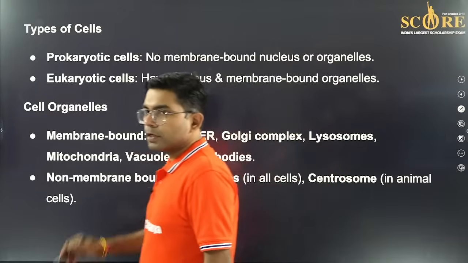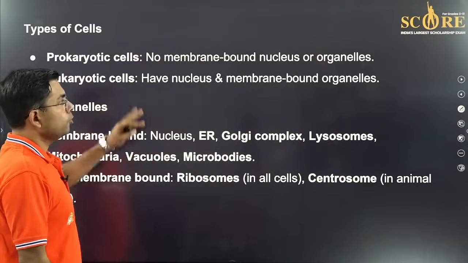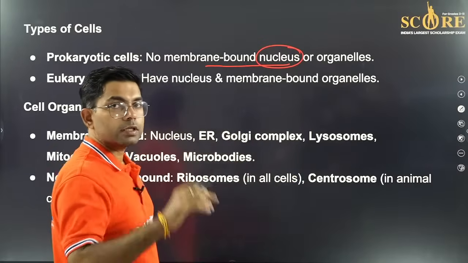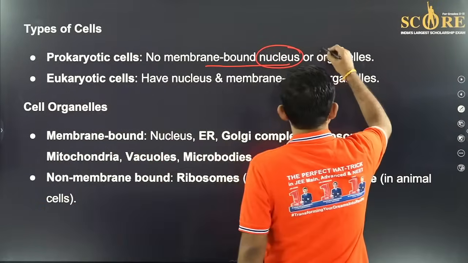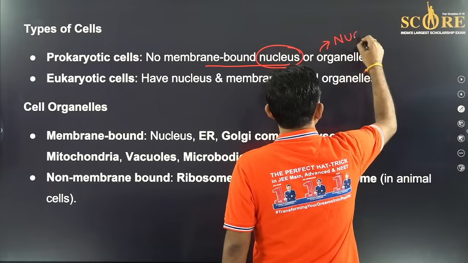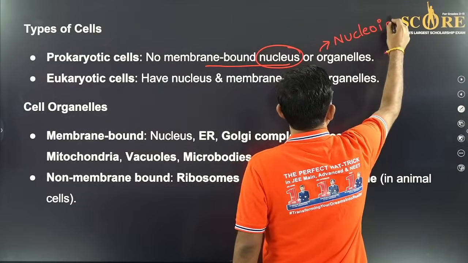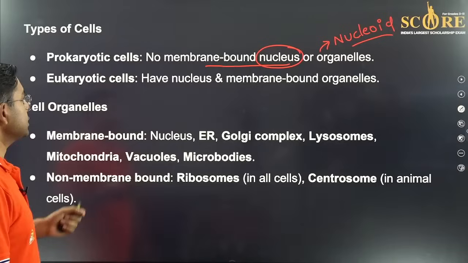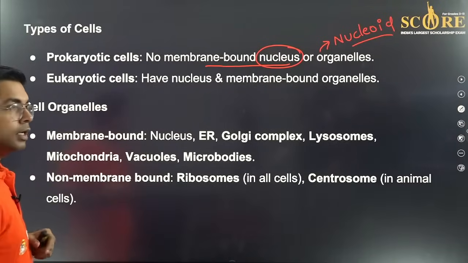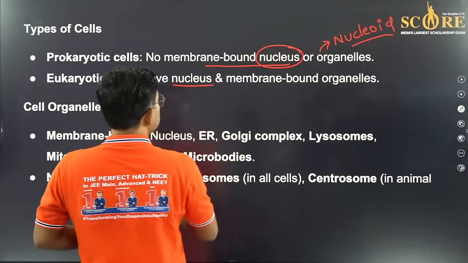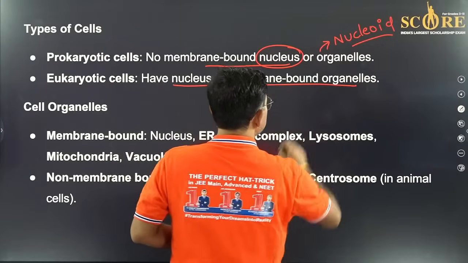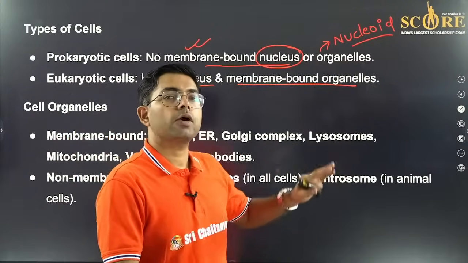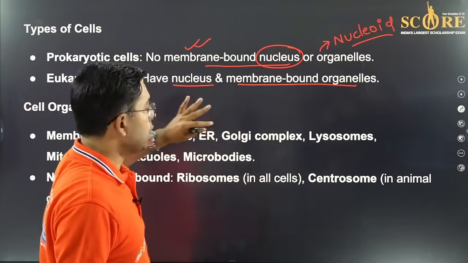Now there are two types of cell, prokaryotic cell and eukaryotic cell. In prokaryotic cell, there is no membrane bound nucleus. Membrane is absent in nucleus. So we can say that it is not a true nucleus. So instead of nucleus, we call it nucleoid. Nucleoid is present in the prokaryotic cell. In eukaryotic cell, nucleus is present and membrane bound cell organelles are also present, which are absent here. In prokaryote, no membrane bound nucleus or other cell organelle, whereas here both are present.